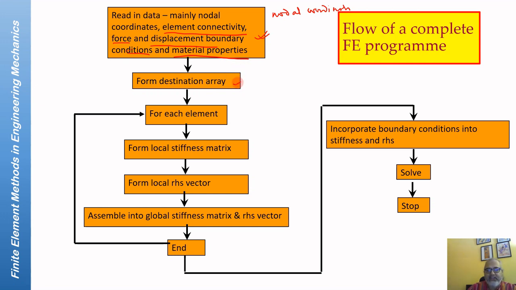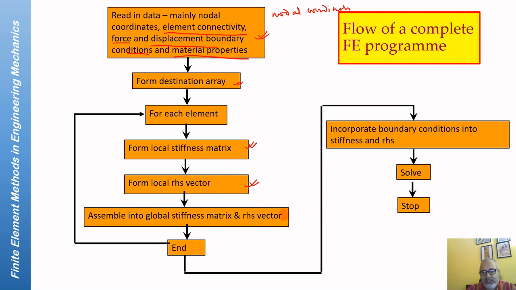Then you have to form a destination array depending on how many nodes, how many degrees of freedom per node you have. Then there's a loop over each element. In that loop, first you form the local stiffness matrix. For the truss, we have done it. Then form the local RHS vector. For the truss, this was a trivial step. There was no RHS vector for an element, but we assembled it directly from the nodal forces. But in other cases, as we'll see later, you may have an elemental RHS vector, which you will then have to assemble into the global stiffness. In this case, we did not have to do that.